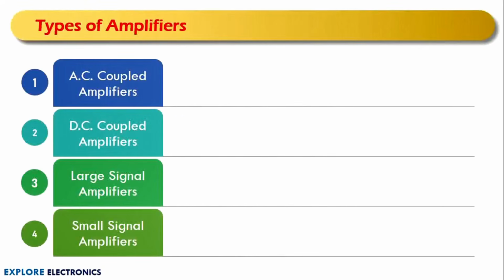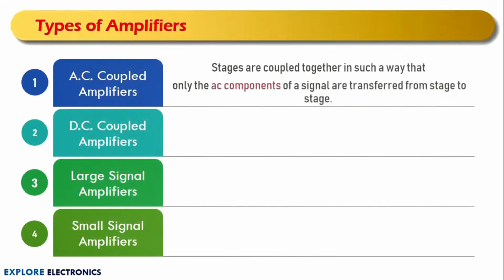So next we have types of amplifiers. We need to understand the different types of amplifier circuits available. One is AC coupled amplifiers.